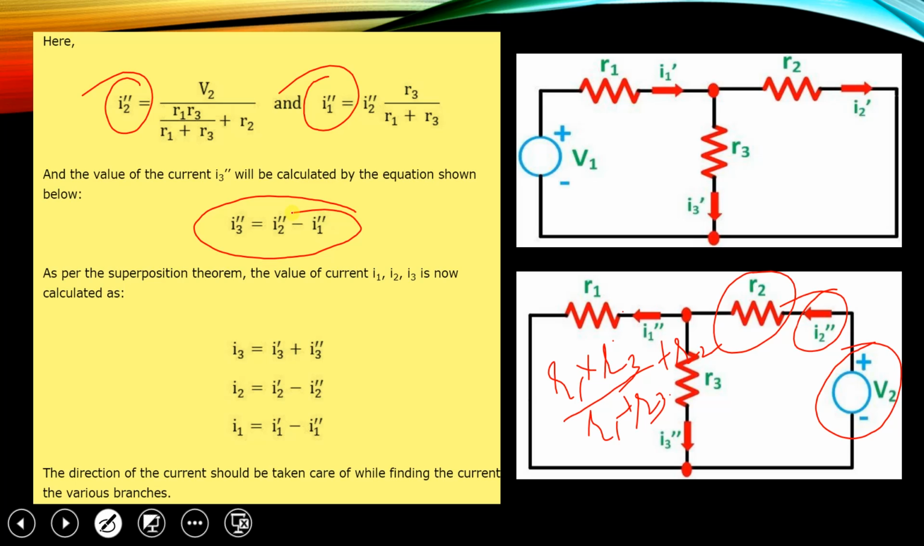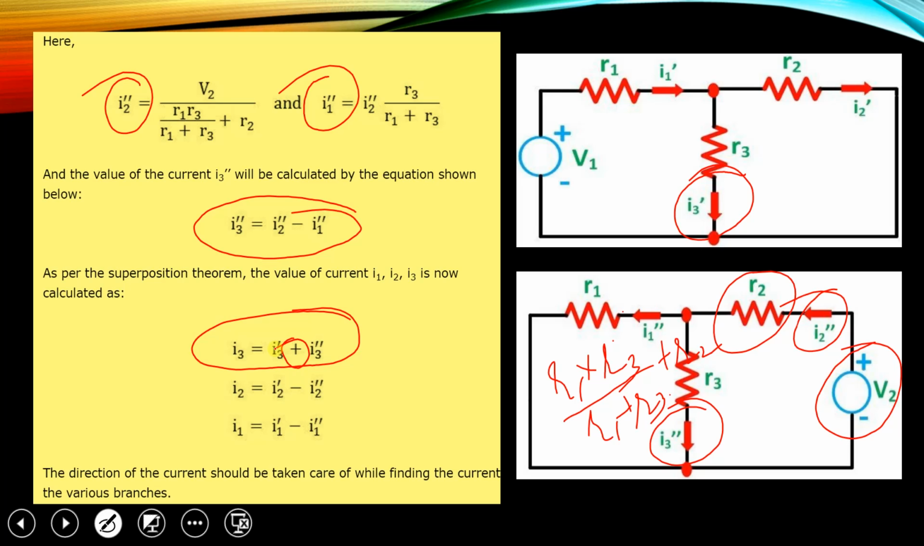When we consider the second voltage source V2, we find the currents I1 double dash, I2 double dash, and I3 double dash. Now, as per the superposition theorem, it is the algebraic summation of the currents. So the I3 current is given by the summation of I3 dash plus I3 double dash. Both the currents are flowing in the same direction, so here we consider the plus sign.